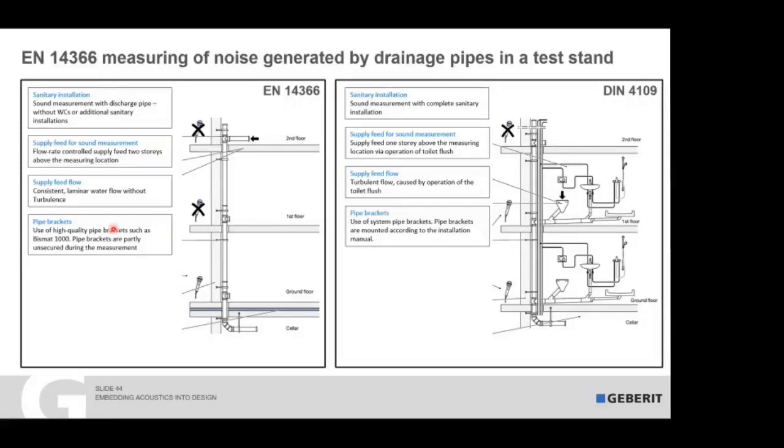Then also what we see in those reports, they mostly use this very expensive pipe bracket. It's called Bismat 1000. And this is a pipe bracket of which one bracket costs up to $20. And this is what is used when they do the standard test.